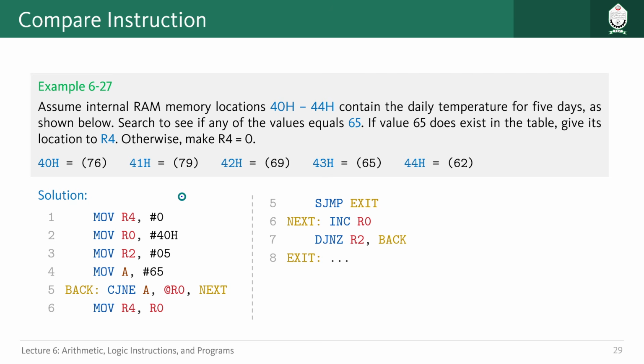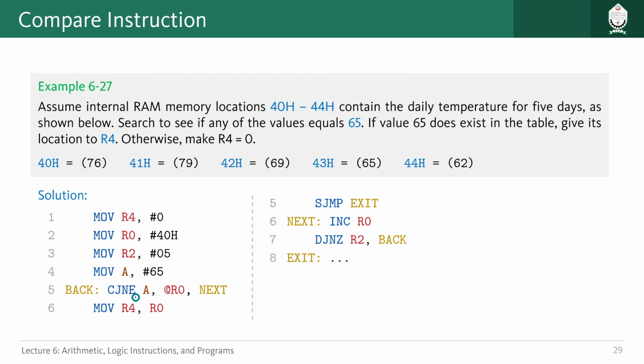First of all, if there is no value equal to 65, we are not going to store anything to R4. R4 should be 0. That's why initially we are making R4 equal to 0. Then we are taking the first RAM location to R0 to do indirect register addressing, and also we have 5 locations. We have to continue the loop 5 times. That's why we are loading a counter onto R2. Then for comparison, we are going to keep 65 onto A, and then we are going to do the comparison.